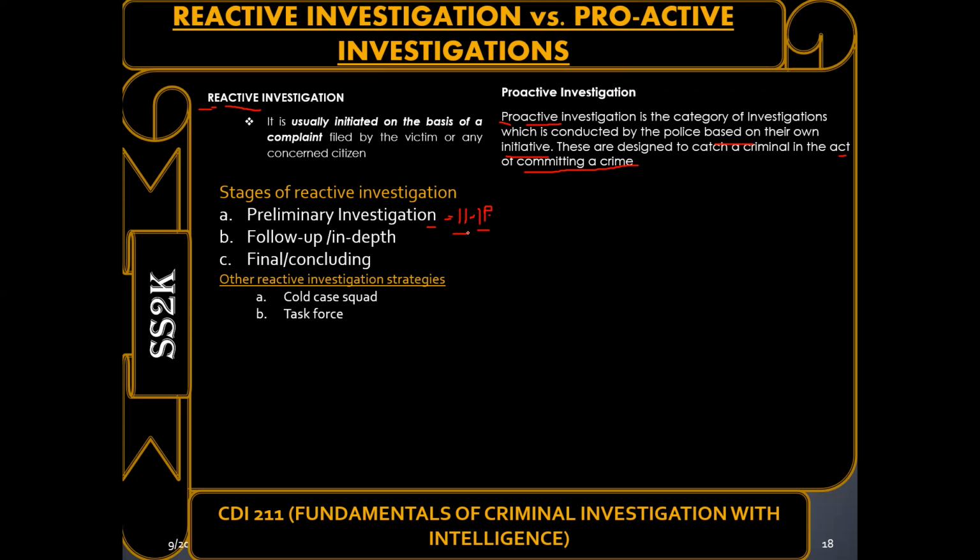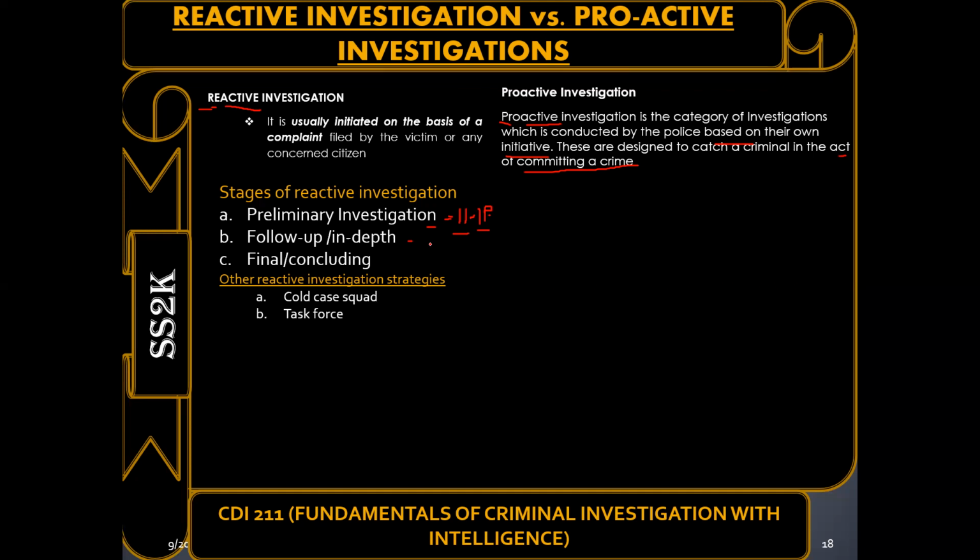Ayan. Then, the next stage of reactive investigation is follow-up or yung tinatawag na in-depth investigation. Follow-up investigation is assigned to a trained police detective and usually involves processing of physical evidence, interviewing witnesses, interrogating suspects, conducting record searches, surveillance operations, and following investigatory practices.